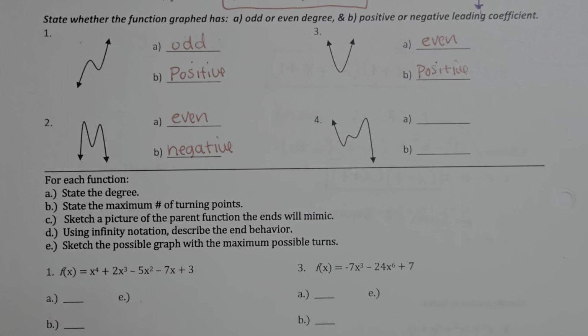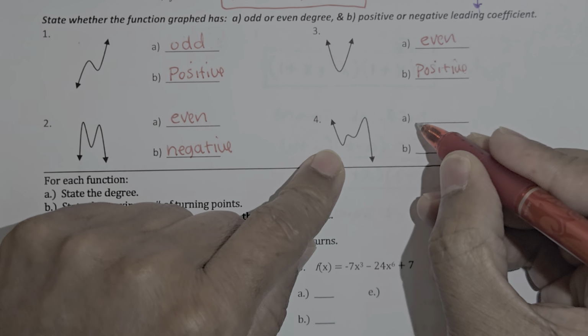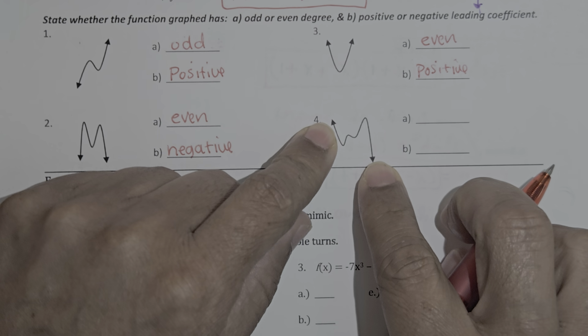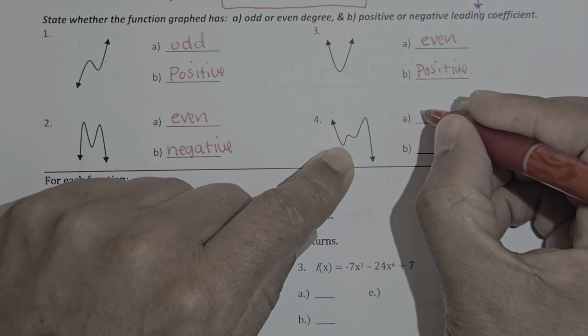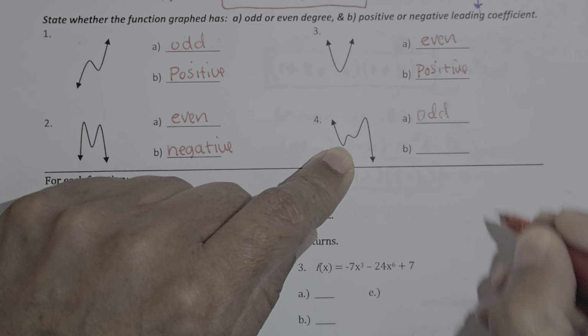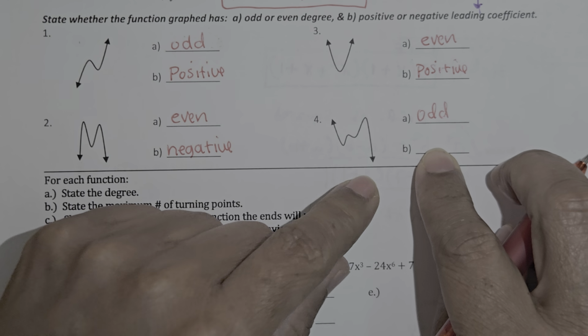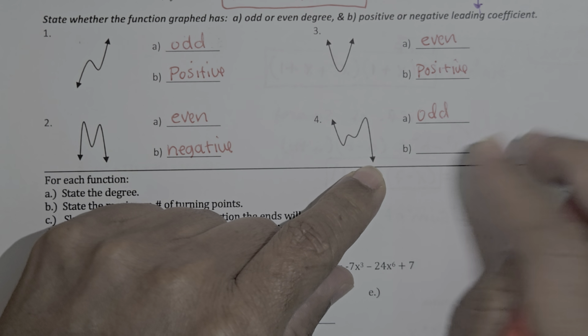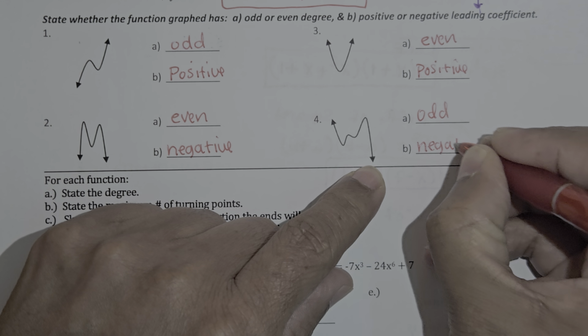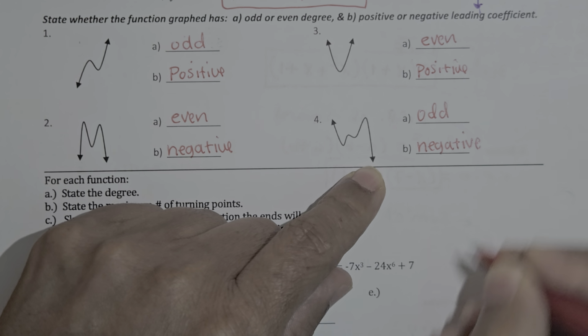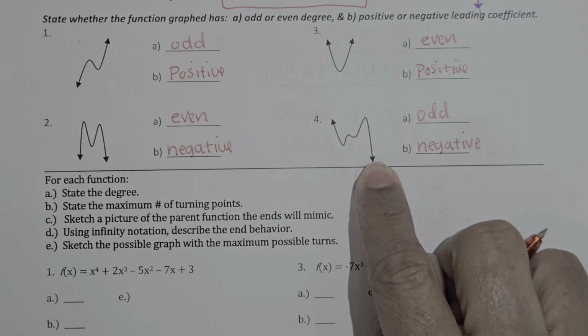Okay, example number 4. First, we notice that the ends go in opposite directions, so that tells us that the degree, the highest power, is an odd number. And then b, the right end goes down, so that means the lead has to be negative. Now we don't know what that number is, but we know it's negative because of what the graph is showing us.